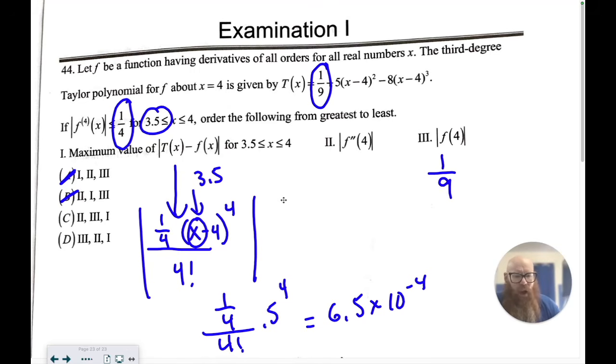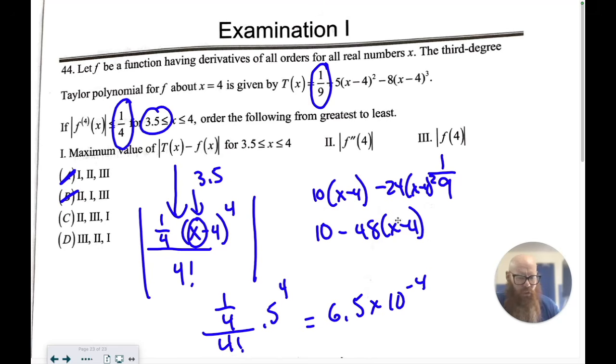And then f double prime of 4 is, I guess, I would just take 2 derivatives of this. So the first derivative of this is 10 times (x minus 4) minus 24 times (x minus 4) squared. And then the next derivative is 10 minus 48 times (x minus 4). And then if you plug in 4 to that, so again, this is the first derivative of t, and this is the second derivative. The whole point of all of these is that the derivatives evaluated at the center are the same whether you're using the polynomial or the original function.